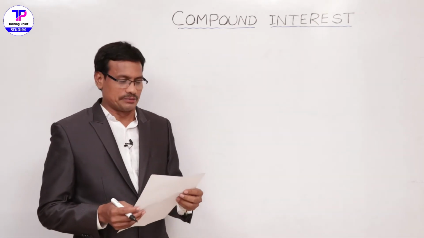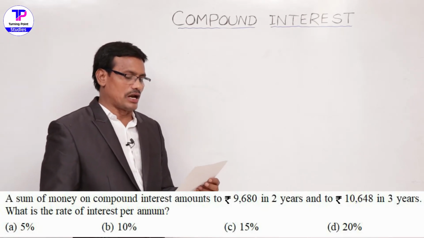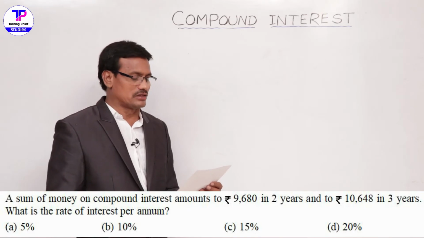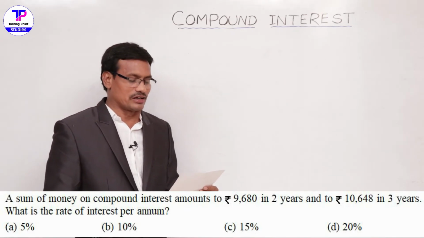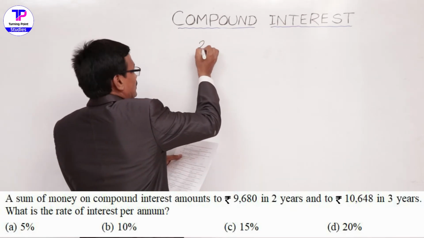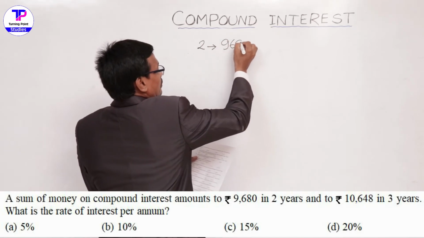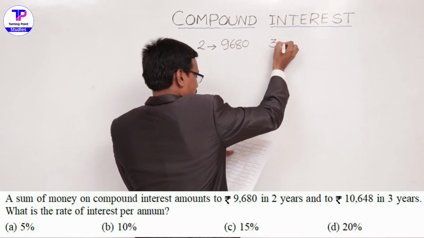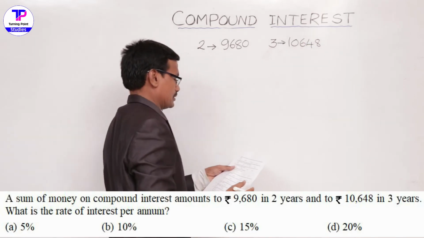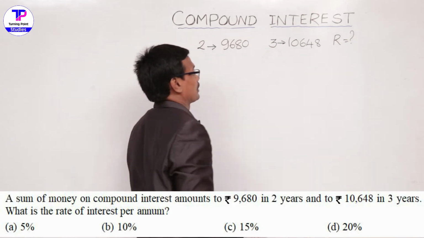Now, question number 3. A sum of money on compound interest amounts to 9680 in 2 years and to 10,648 in 3 years. What is the rate of interest per annum? Here, what is the principal given? In 2 years, principal they have not given, but in 2 years it becomes 9680. The same principal in 3 years gets 10,648. Then what is the rate of interest?